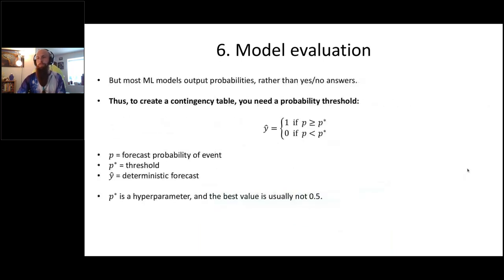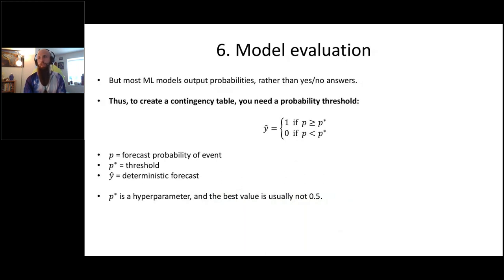So most of the scores you see for binary classification are based on this A, B, C, and D in the contingency table. What you'll notice is that when I was talking about logistic regression, that left-hand side of the regression equation, that y, was a probability. It wasn't a deterministic answer. It wasn't just a yes or no.